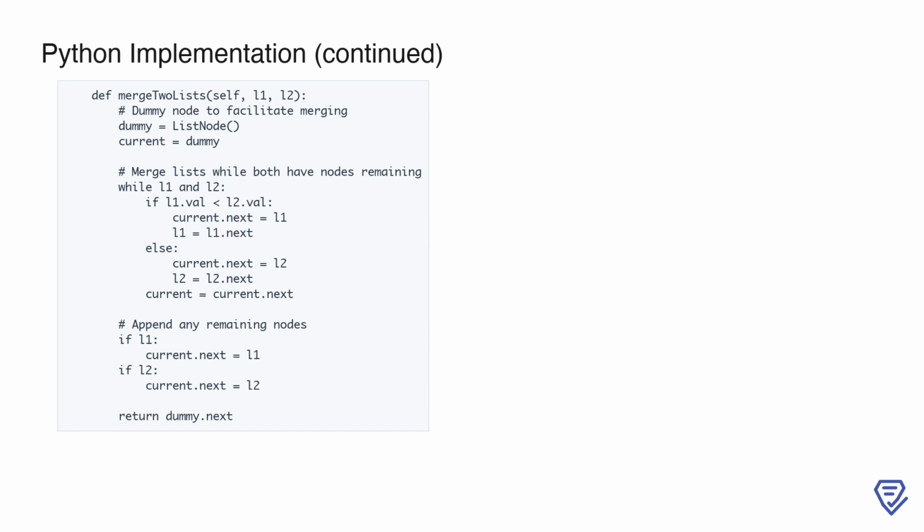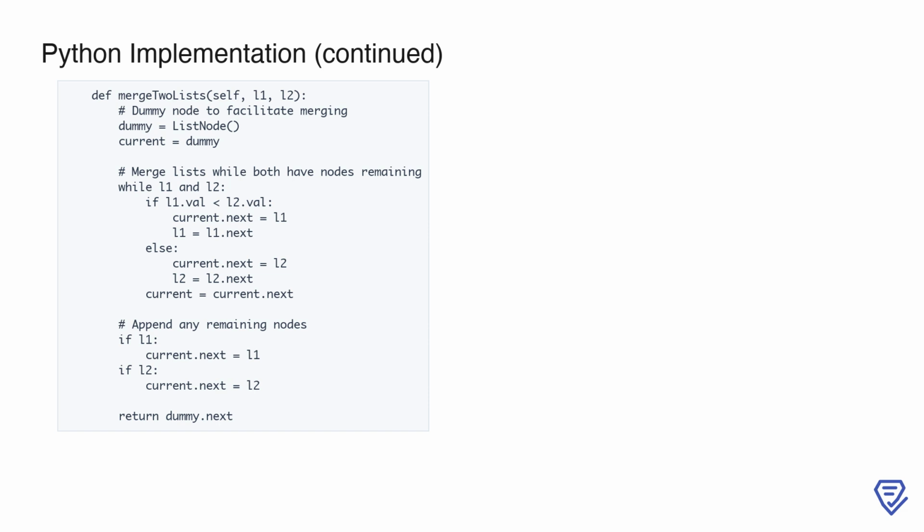While both input lists, L1 and L2, have remaining nodes, we compare the values at their current positions. If the value in L1 is smaller, we link the current node to L1, and move L1 to its next node. Otherwise, we link the current node to L2, and move L2 forward. In either case, we advance the current pointer to the newly linked node.